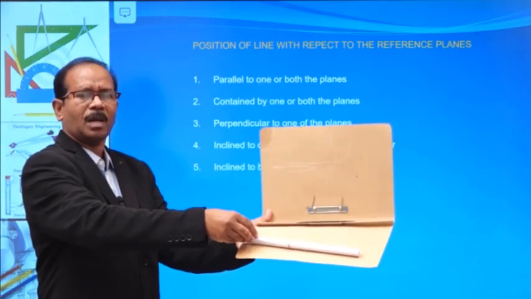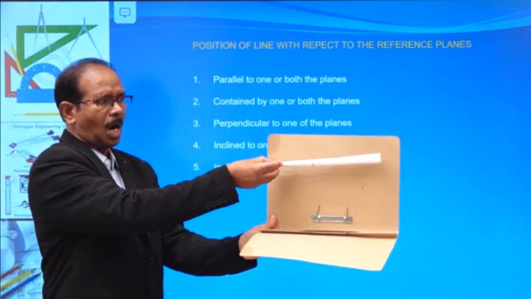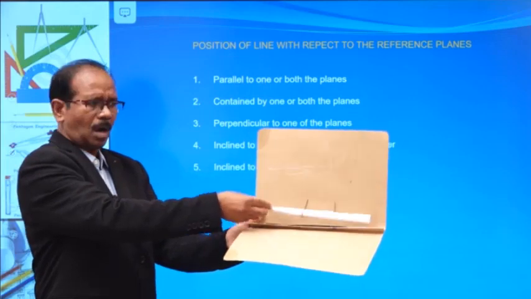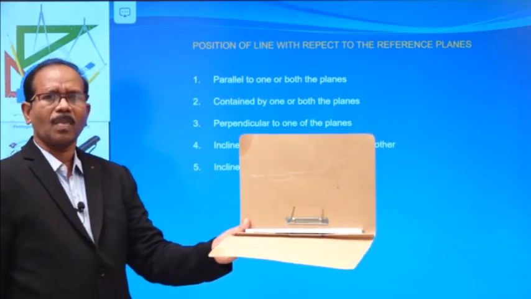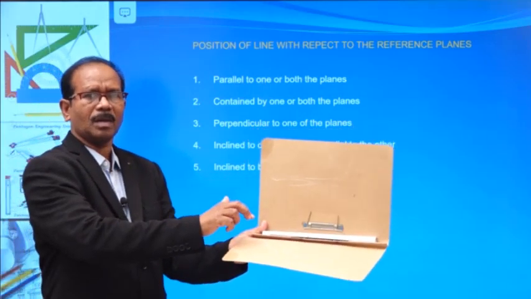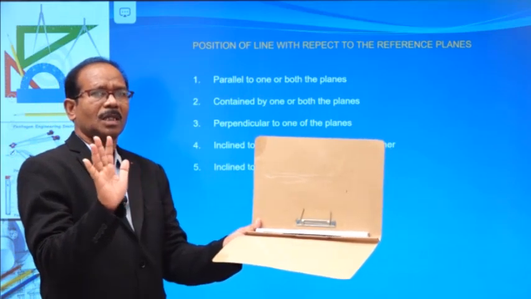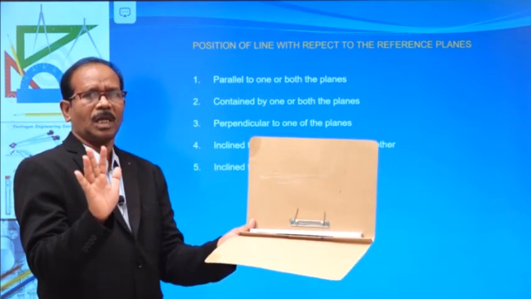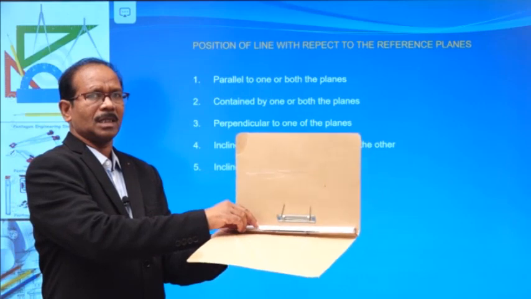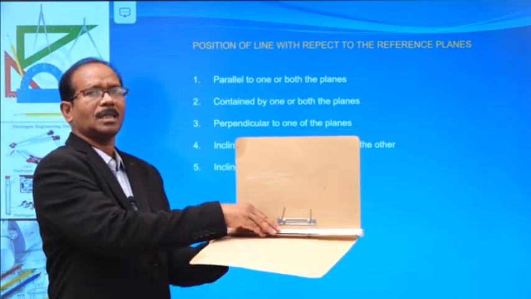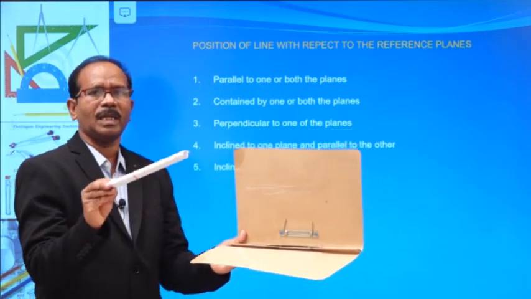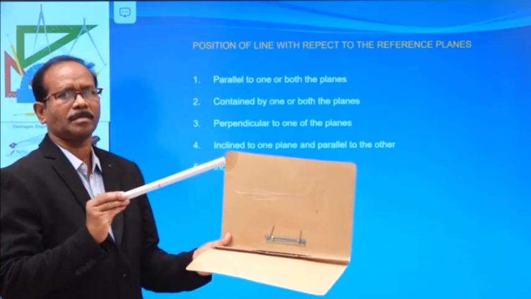On HP in front of VP, on VP above HP, on HP and on VP. These are the three positions of lines. That is the second condition of a line orientation in the first quadrant.